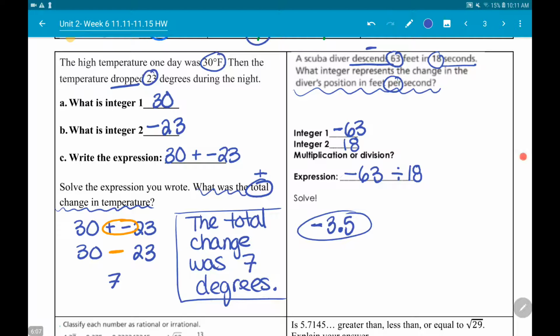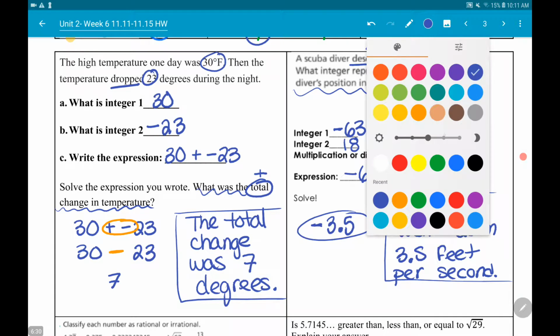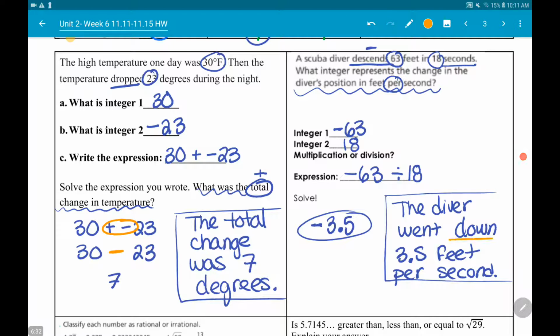Okay, so feet per second means the diver went down 3.5 feet per second. All right, I didn't have to put that negative in my answer because I'm using the word down. The down is what tells me that it's negative.